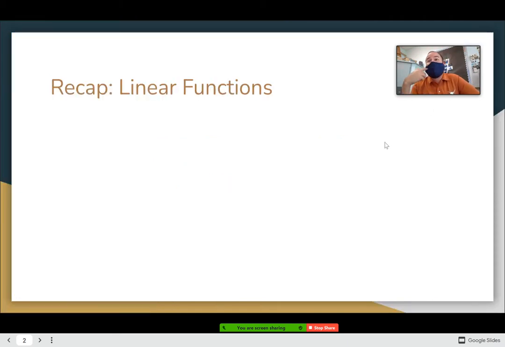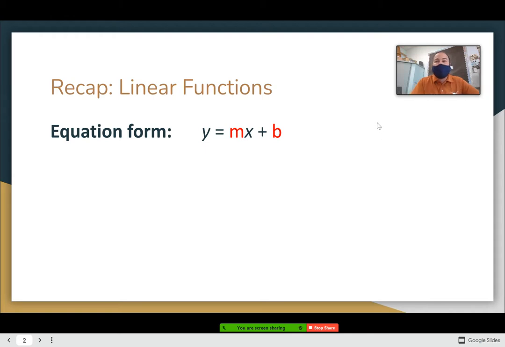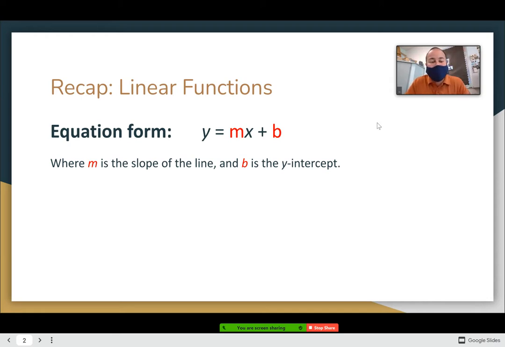Recap, what does the formula look like for a linear equation? Who remembers? There you go, y equals mx plus b. What does m stand for? The slope, and b is the y-intercept. Algebra 1, freshman year. You guys remember that stuff, right?